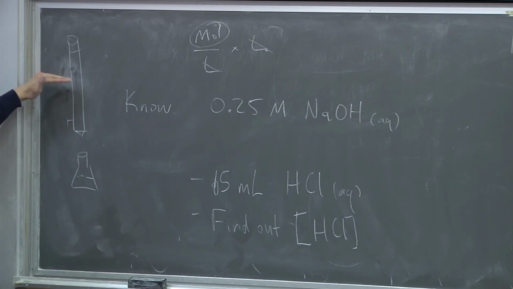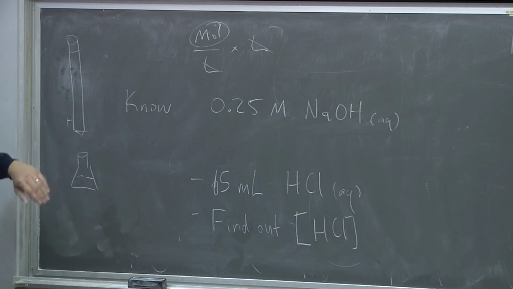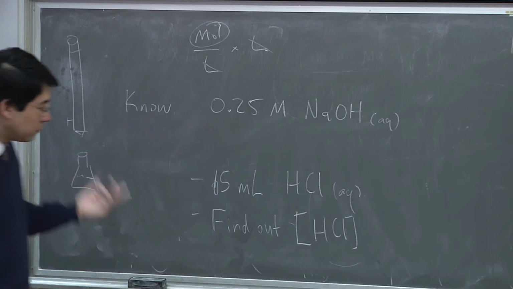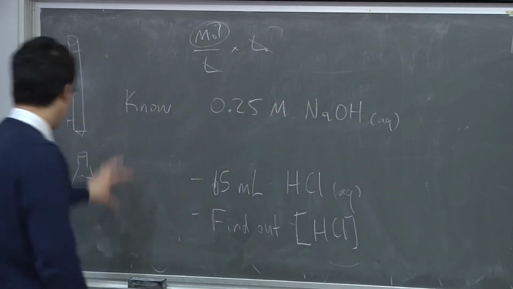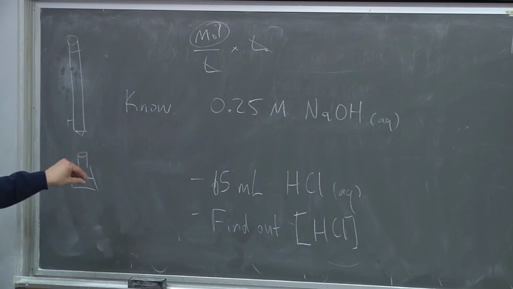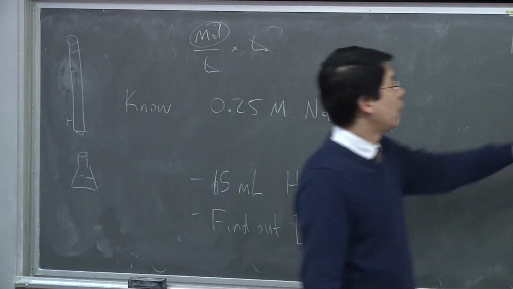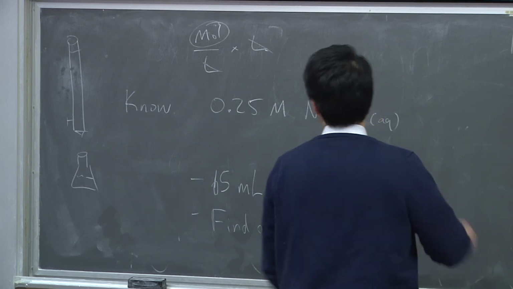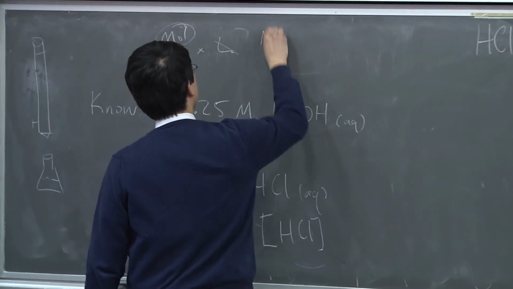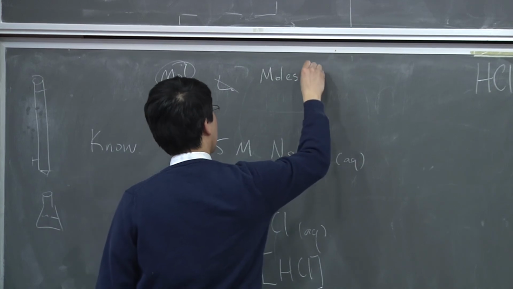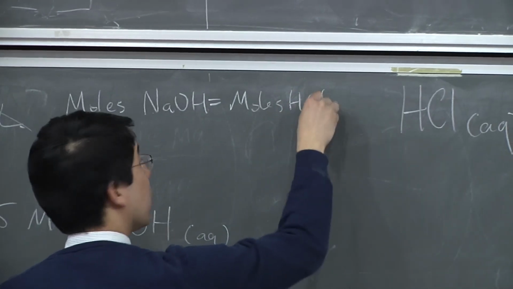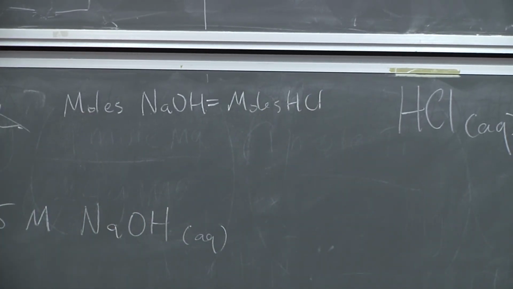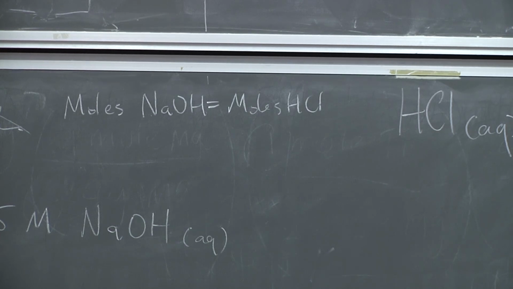You're going to add the sodium hydroxide little by little until you get a color change or something. You set up the reaction so that you can tell when the reaction is done. In other words, when the moles of NaOH equal the moles of HCl, then you're done. You've reached what's called the equivalence point. You've finished the reaction, and now you can do your calculation.